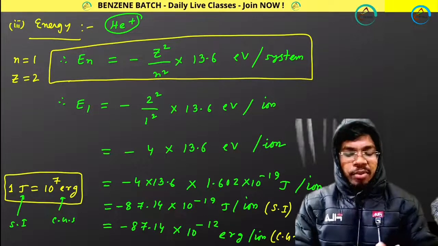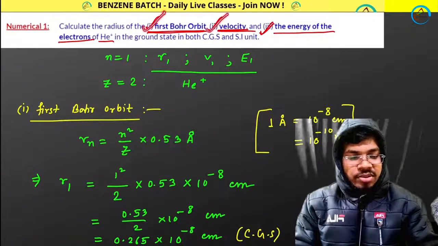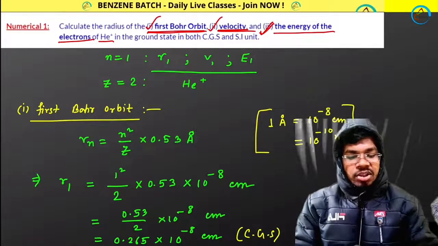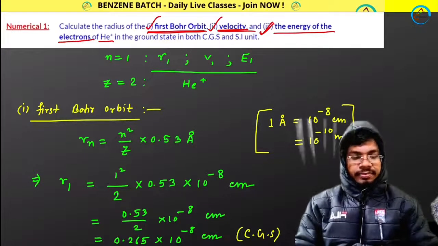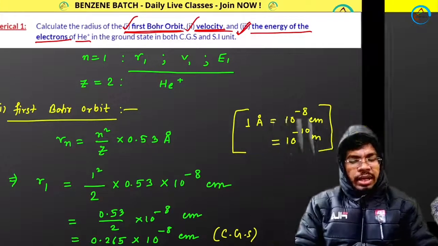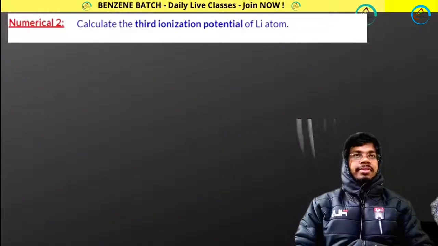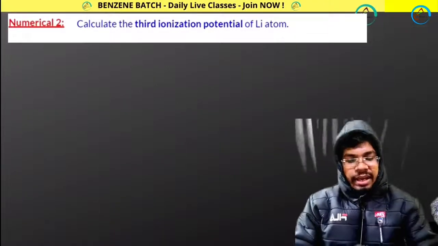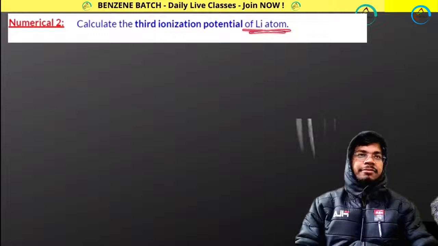So now we have calculated the first Bohr orbit's velocity and the energy of the electrons. Now let's move to the next numerical, number 2. It is asking to calculate the third ionization potential of lithium atom.